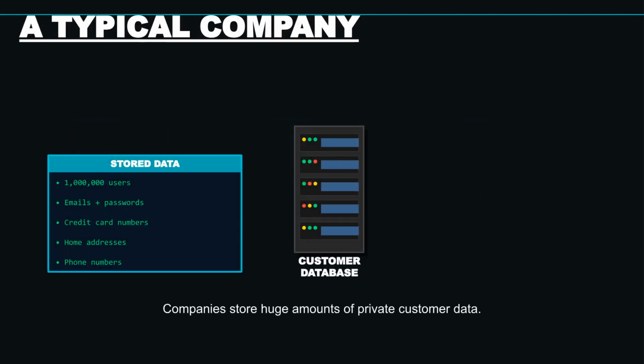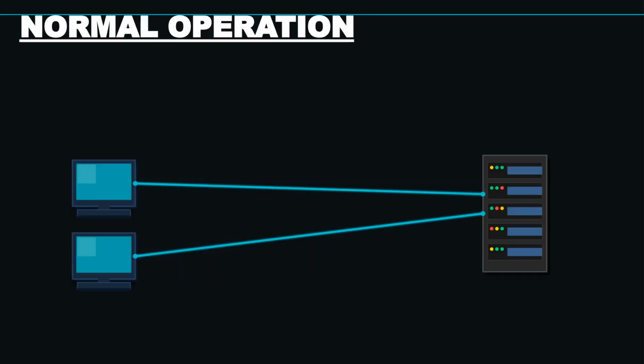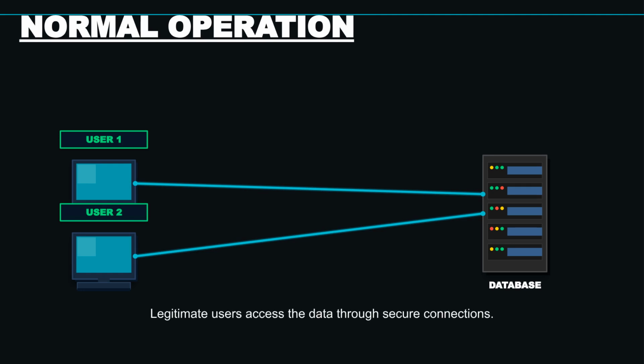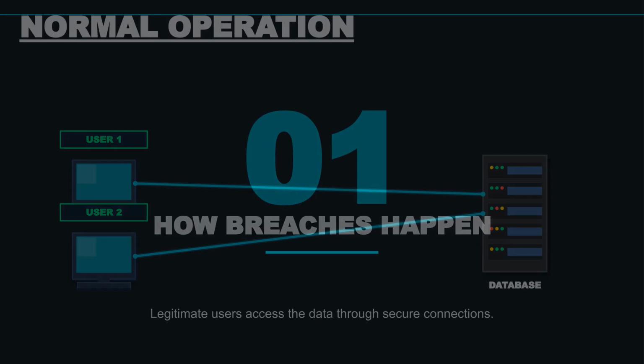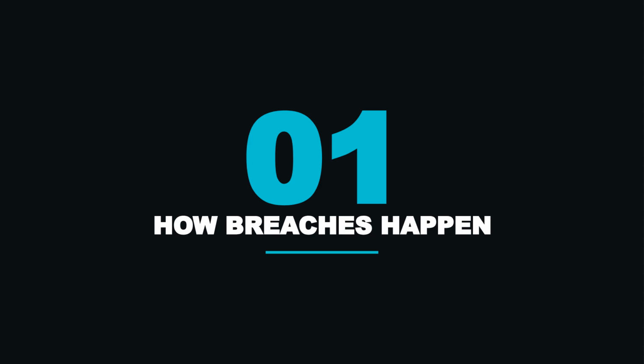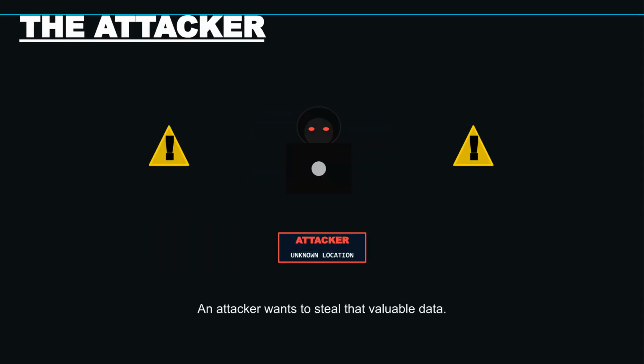A typical company stores huge amounts of private customer data, such as login credentials, addresses, and credit card numbers, in a central customer database. In normal operation, legitimate users, like employees, securely access the data using encrypted connections. We will now look at how breaches happen, starting with the methods attackers use. The goal of an attacker is to exploit vulnerabilities to steal the valuable customer data stored in the database.